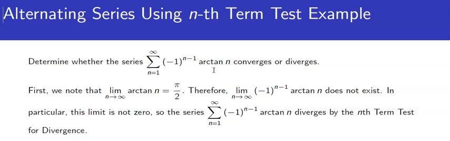So this one looks like an alternating series. In fact, by definition, it is an alternating series. However, we cannot apply the alternating series test here to determine convergence or divergence because the individual terms of the series do not satisfy the conditions for the alternating series test. So it's important to make sure those conditions are met before trying to apply the alternating series test.